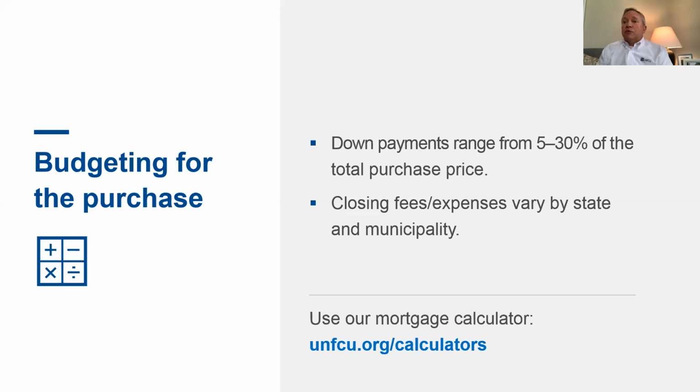We're also going, so you need to budget. So we've got this slide titled Budgeting for the Purchase. You need to save for that money because, as I mentioned earlier, the 20% down payment on a $500,000 property is $100,000. That's a lot of money right there. We're going to talk about some lower down payment options a bit later in this presentation.